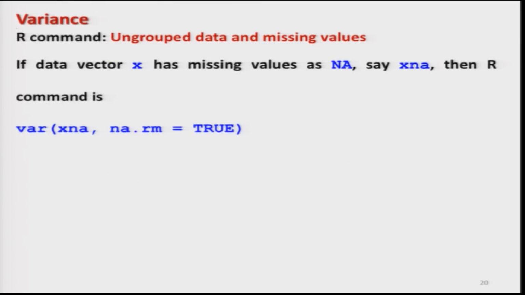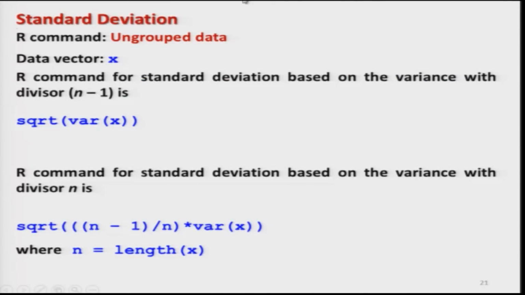And in case you have some missing data, in the case of ungrouped data, if the data vector x has some missing values, say NA, then we denote this data vector as, say, x na, and in that case the command remains the same, but I have to give the option na.rm equal to TRUE.